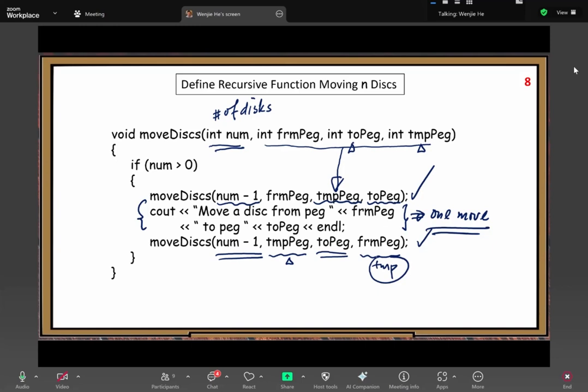Here you can see, when you do a recursive function call, you really need to work on the parameters carefully and treat the meaning of the different parameters carefully. All right. So we complete the whole solution.